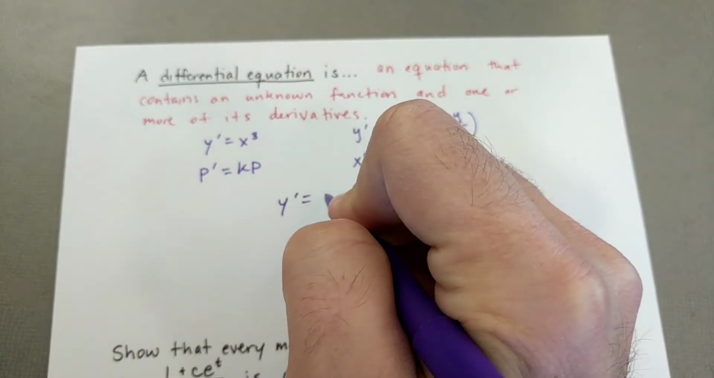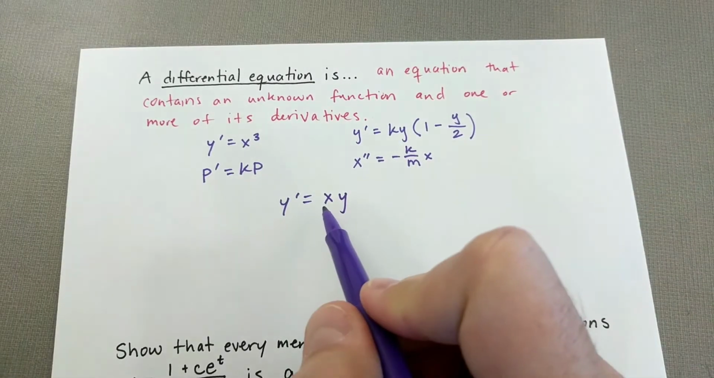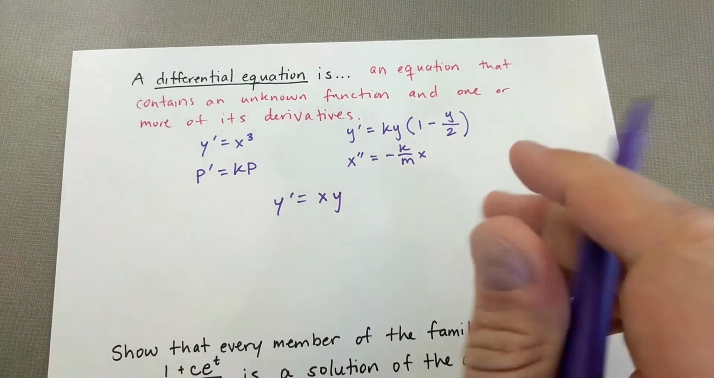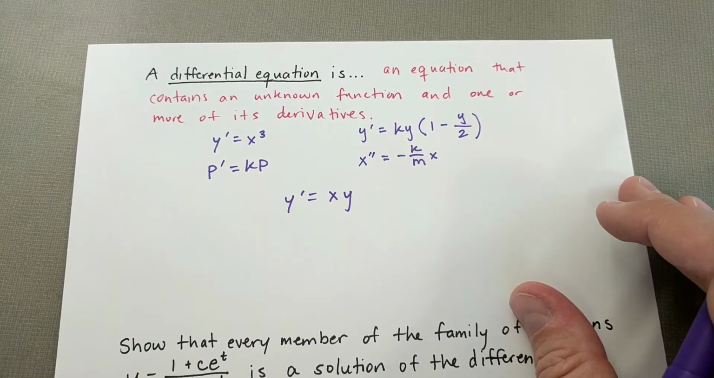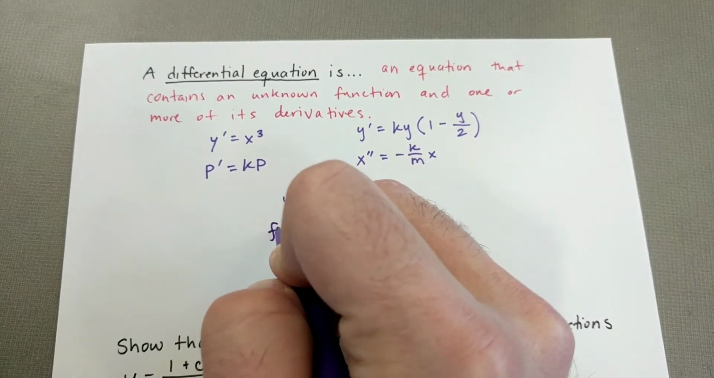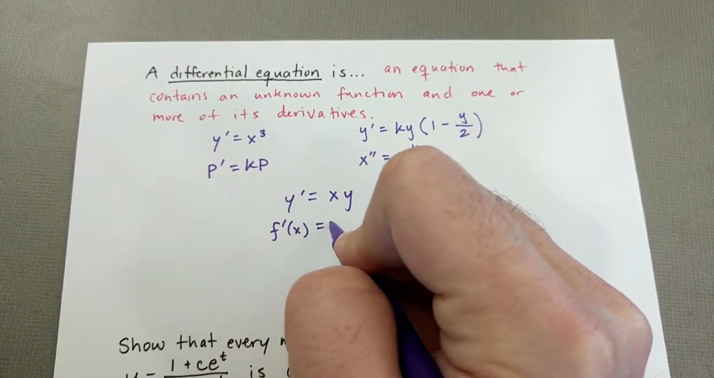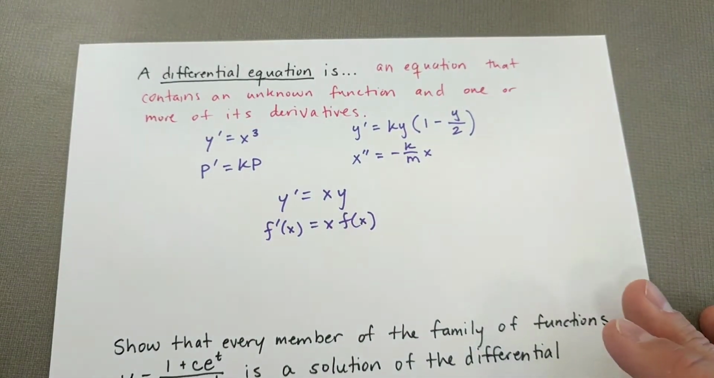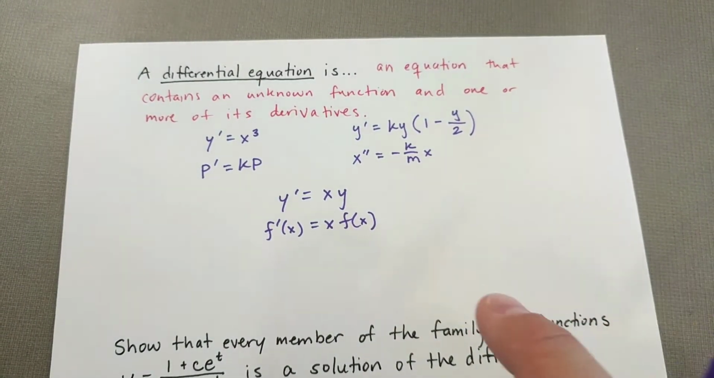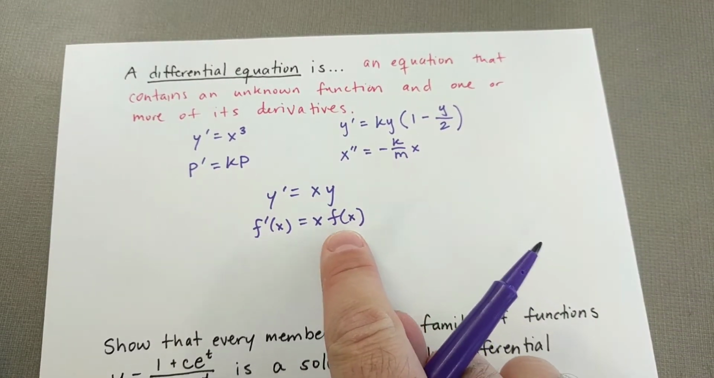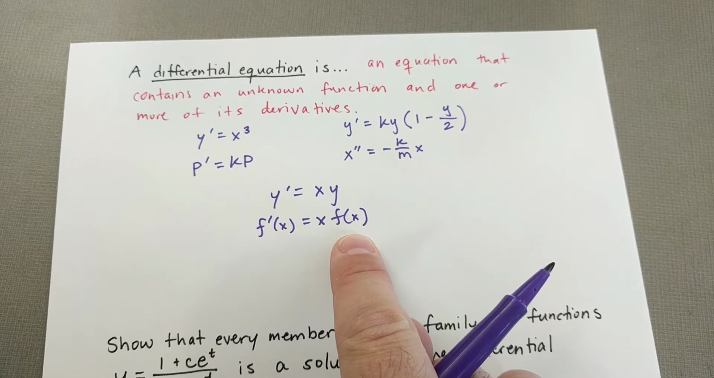Y prime equals x y. So x is the independent variable, but y is a dependent function, an unknown function. Another way you could write this is f prime of x equals x times f of x. I think this version shows you very clearly that we're dealing with some unknown function f, and the derivative of f is dependent upon the function f.